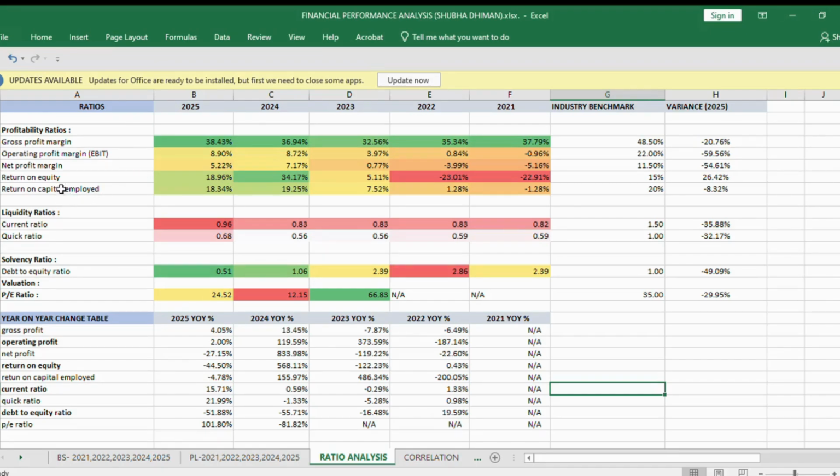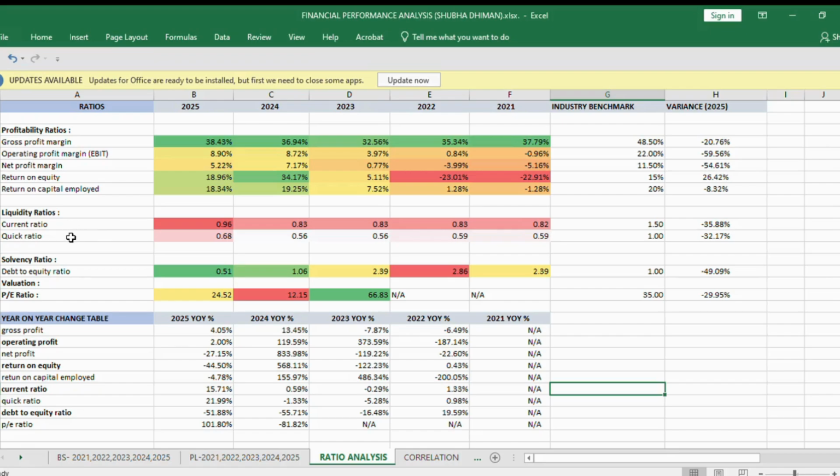Next is net profit margin. The formula I used for net profit margin is net profit after tax divided by revenue into 100. This tells us how much profit is left from every rupee of sales after all expenses and taxes. Next, I calculated the current ratio. The formula I used is current assets divided by current liabilities. This measures the ability to pay off short-term debts.